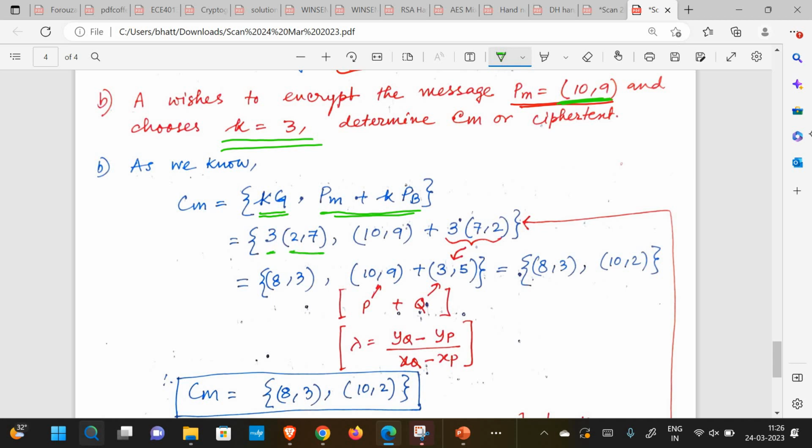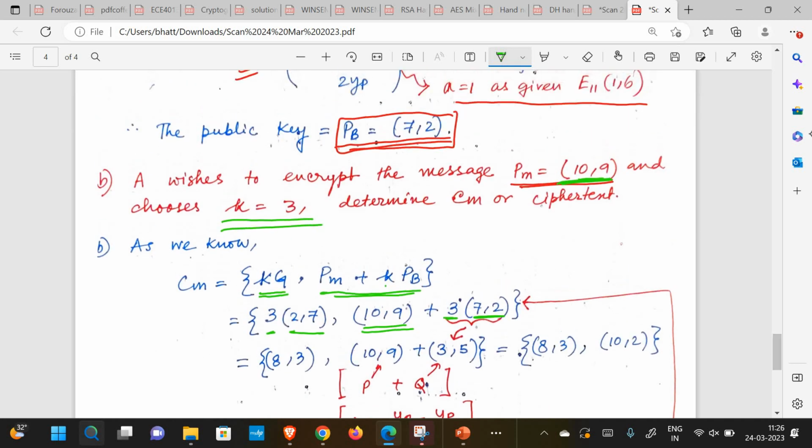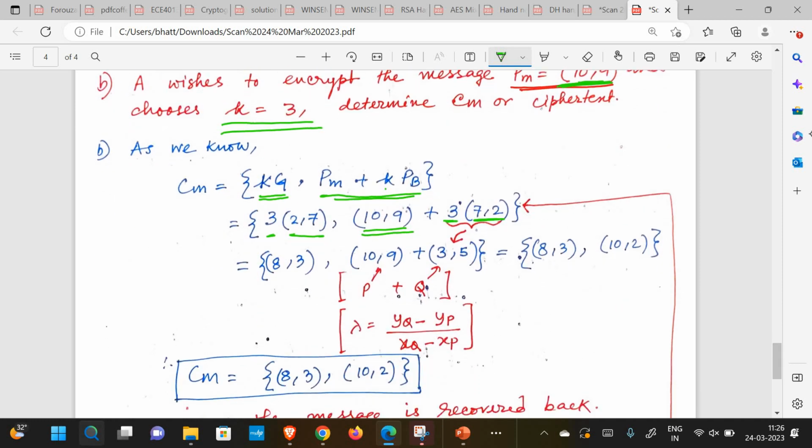K and G substituted. Your point over here is 10 comma 9. So, PM is 10 comma 9 plus K is 3 and PB is 7 comma 2, because you have just now calculated 7 comma 2 over here. So, you have substituted over here. But again, remember, all these calculations that you are looking at, they are all in elliptical curve.